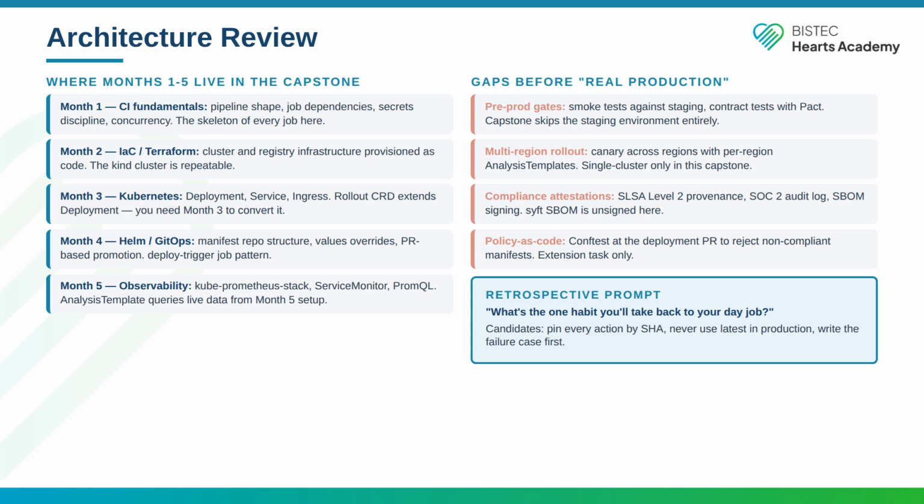The analysis template queries the same Prometheus installation you configured in month 5. The SLO error budget thresholds from month 5 are the basis for the analysis template success conditions. The runbooks you wrote in month 5 are the first documents an on-call engineer reaches for when a rollback fires.